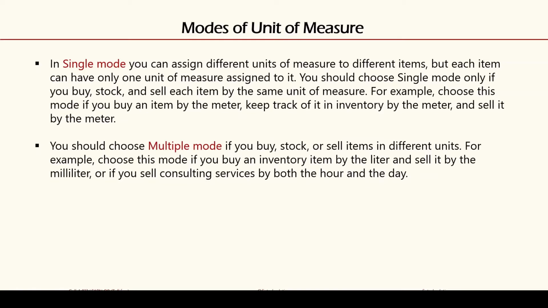In single mode, you can assign different units of measure to different items, but each item can have only 1 unit of measure assigned to it. You should choose single mode only if you buy, stock, and sell each item by the same unit of measure. For example, choose this mode if you buy an item by the meter, keep track of it in inventory by the meter, and sell it by the meter.